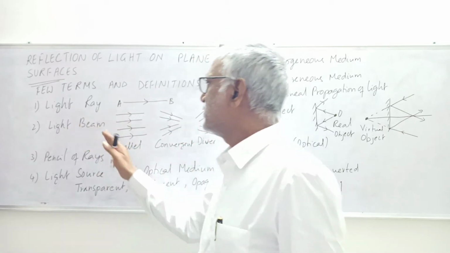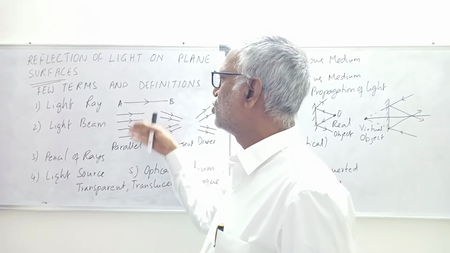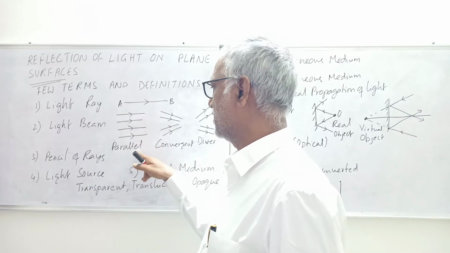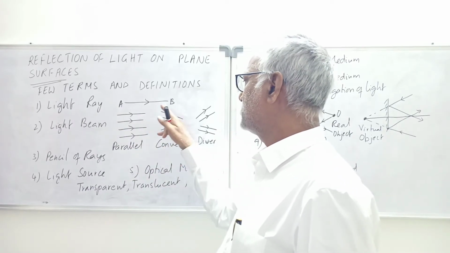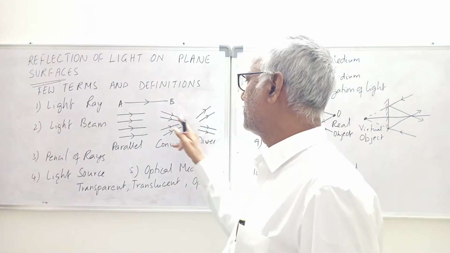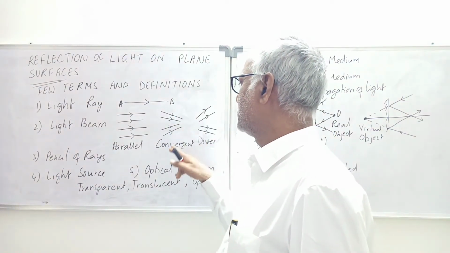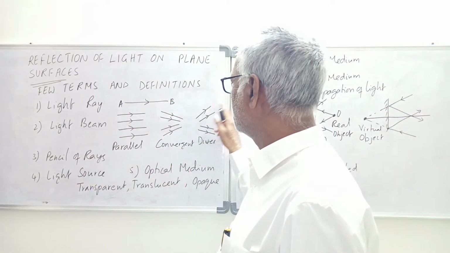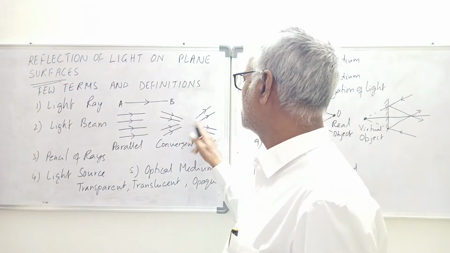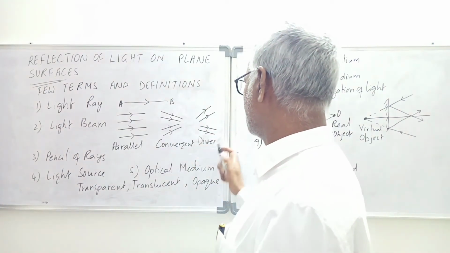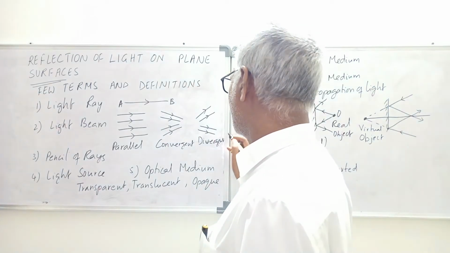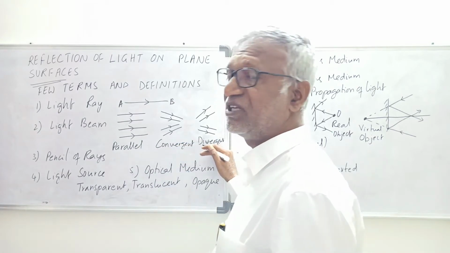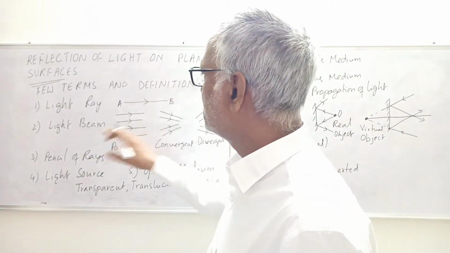Light beam. A beam means many light rays are coming. If they are parallel to each other, then it is a parallel beam. If they are convergent, meaning they are going towards a particular point and will meet at that point, this is known as a convergent beam. And if they diverge from a point, meaning they are going away from a point, this is known as a divergent beam. Parallel beam of light, convergent beam of light, divergent beam of light. So this is light beam.